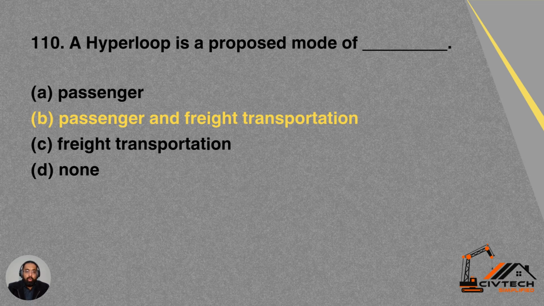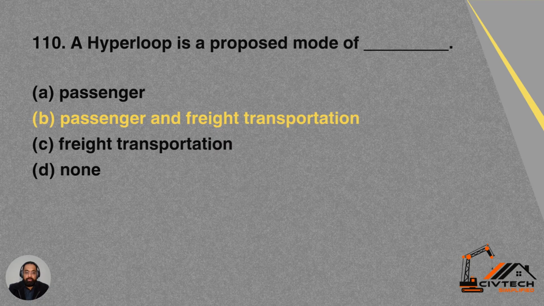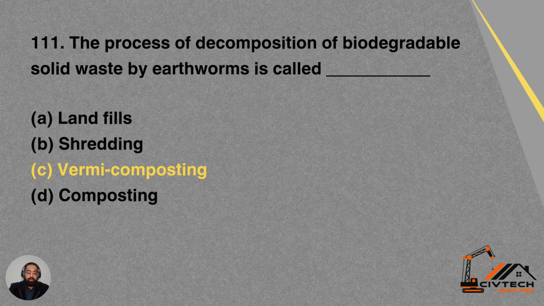C is the correct answer for this question. Question 110. A hyperloop is a proposed mode of dash. Option A, passenger. Option B, passenger and freight transportation. Option C, freight transportation. Option D is none of the above. So Hyperloop rail network is being considered both for passenger as well as freight. So B is the correct answer. Hyperloop technology is the advanced version of the metro train system, and it is being considered for passengers as well as freight trains.